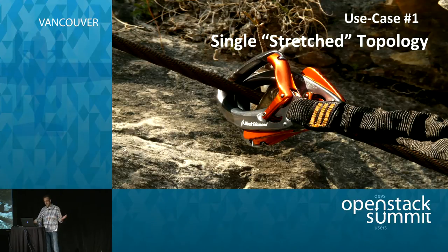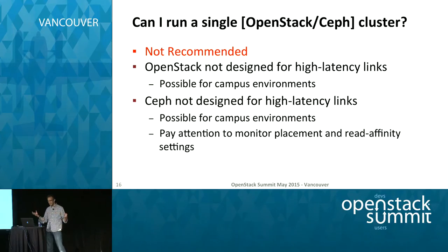Hey, I just want to take my clusters and stretch them. This is not recommended. Both OpenStack and Ceph were not really designed to run across WAN links with high latency, across geographies. They can work in campus environments, and we definitely have users doing that. But you've got to pay a lot of attention to the latency of your links, the reliability of your links, and so on. So phone up for advice from consultants and everything else if you're thinking of doing that.